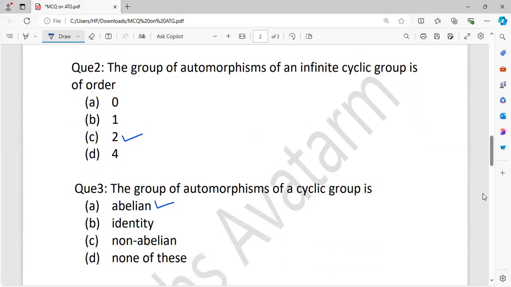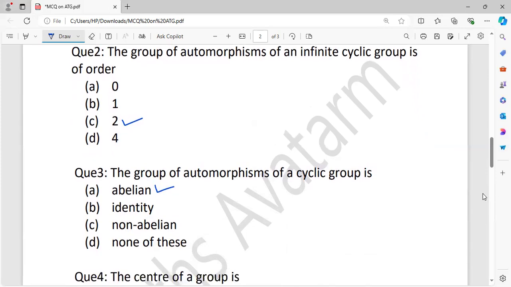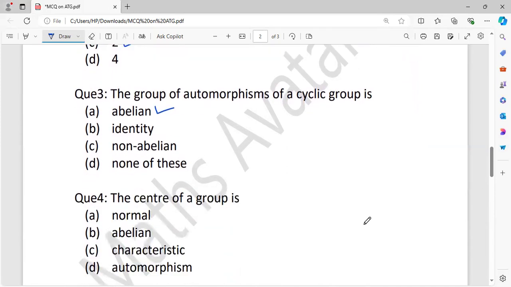Okay. Now third question is the center of a group. The center of a group is always a characteristic subgroup. So option C is correct.